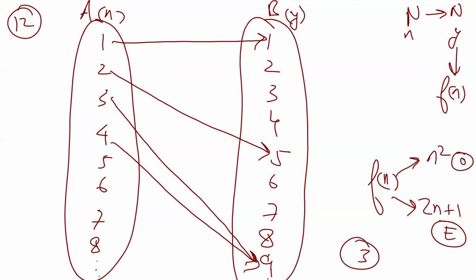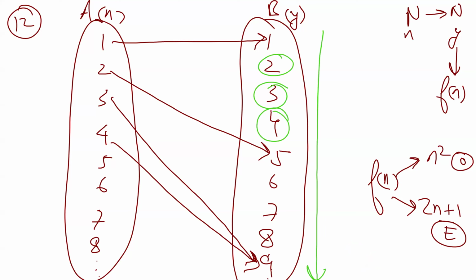Right? And is it onto? In the entire codomain, there are so many objects which are not related. They are not the images of any object. So definitely it's not onto.